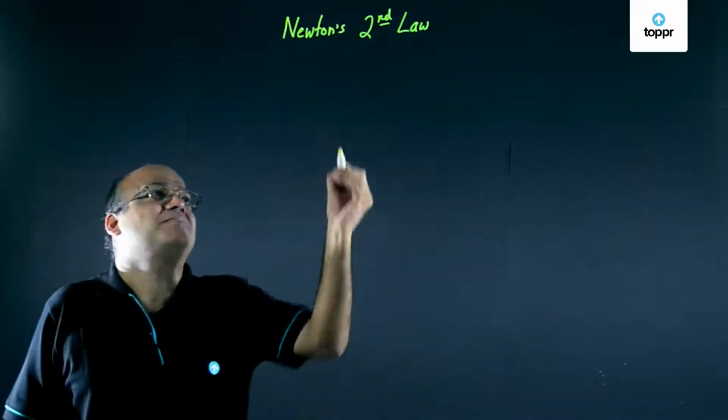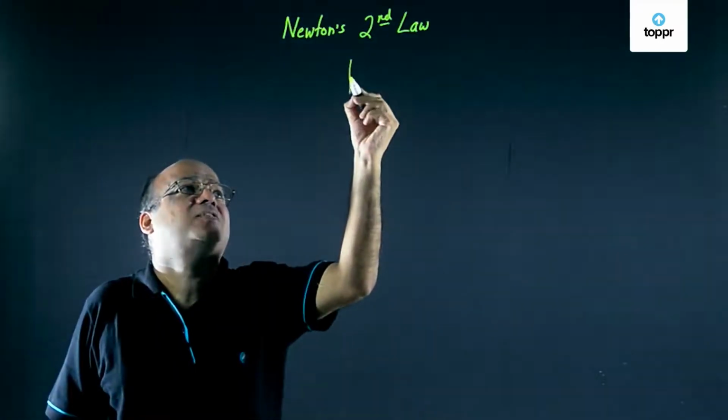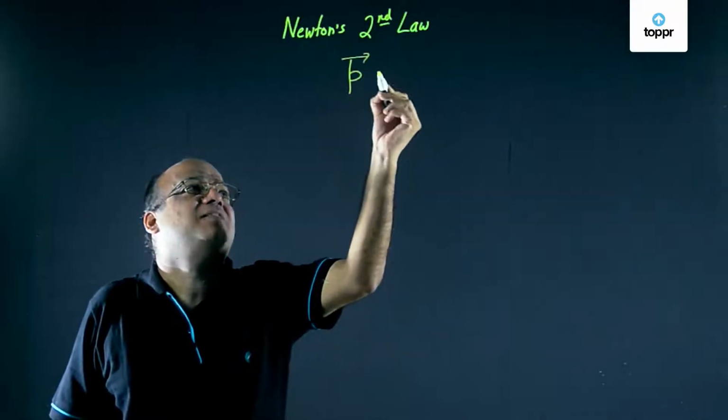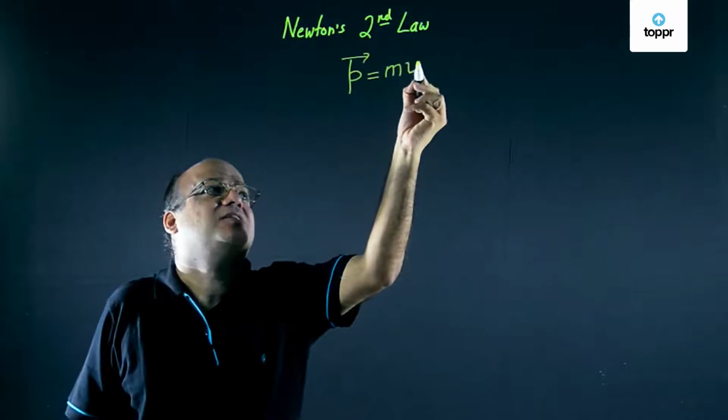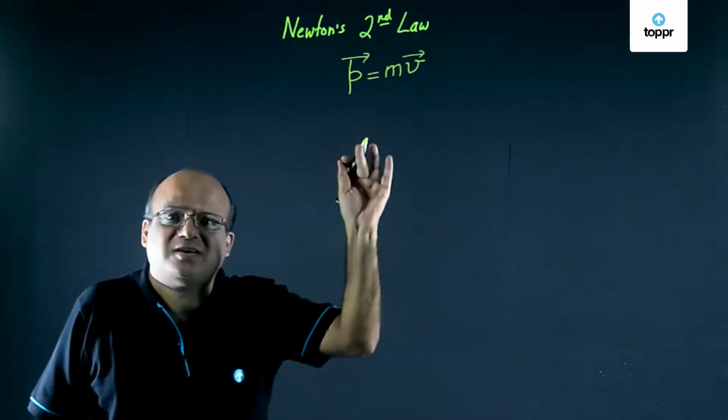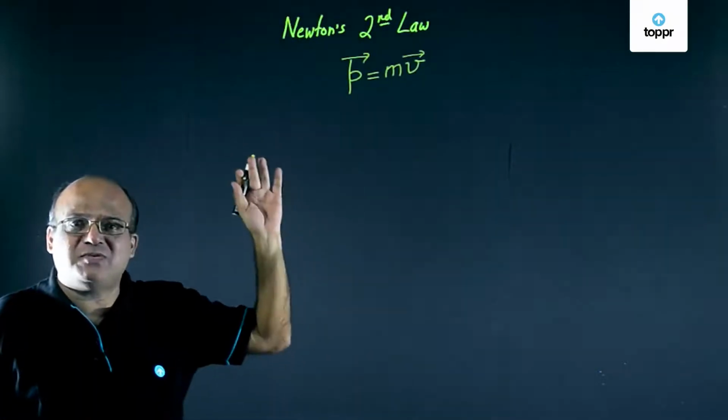Linear momentum is a vector quantity. It is given by the product of mass and velocity. P vector equals m v vector.